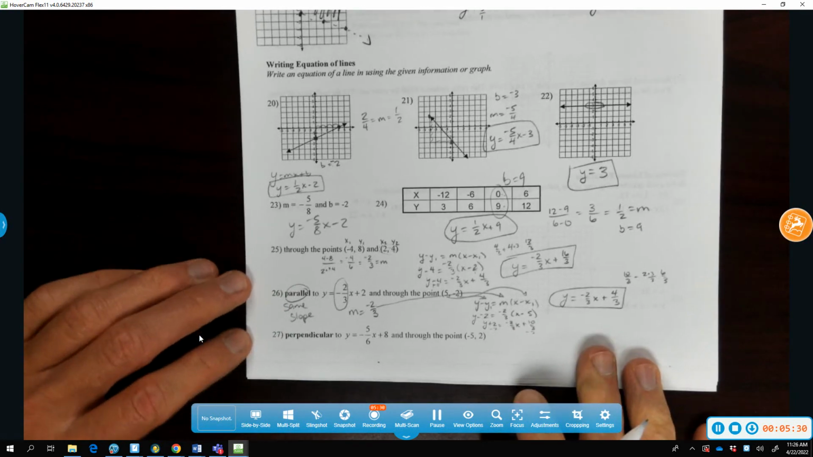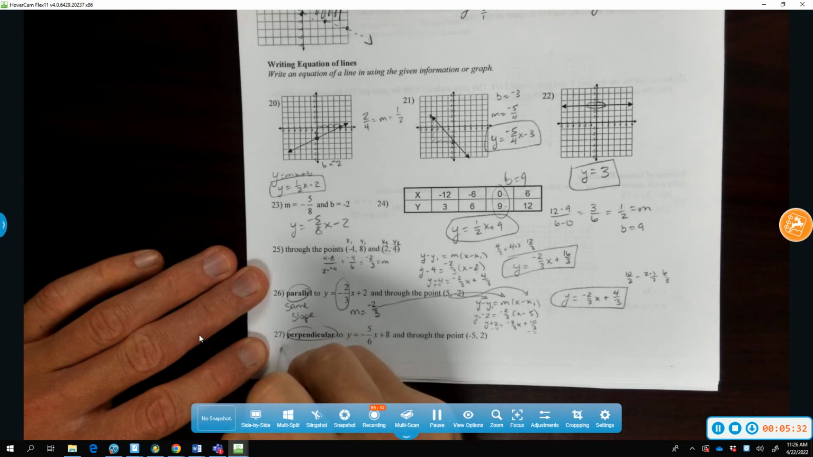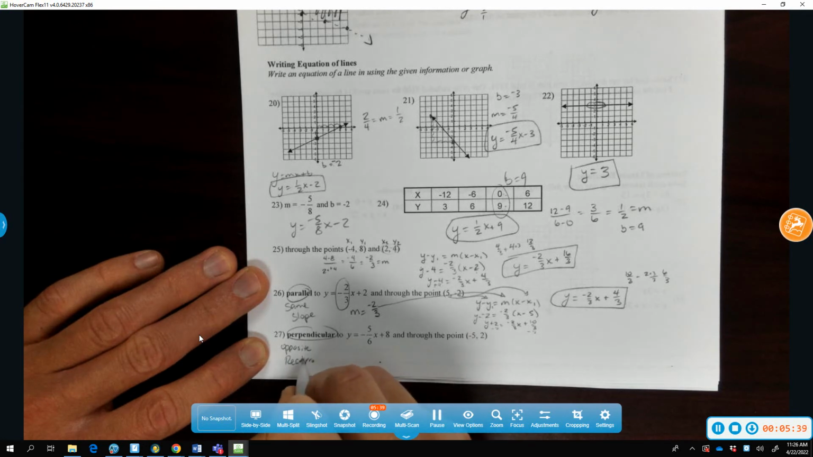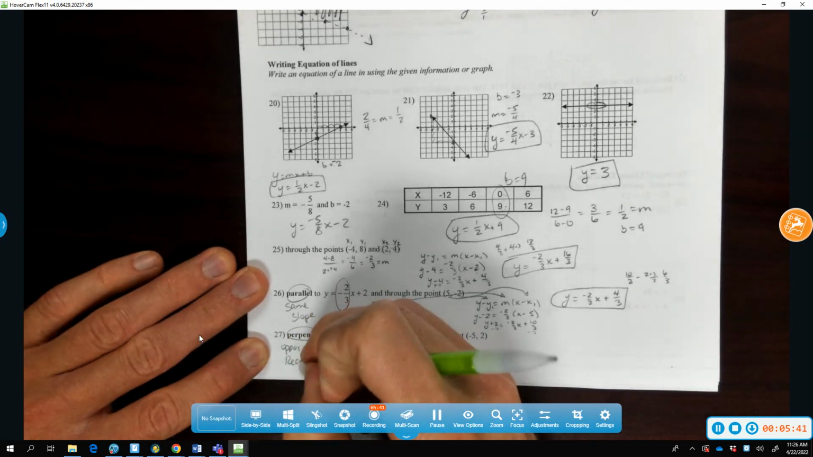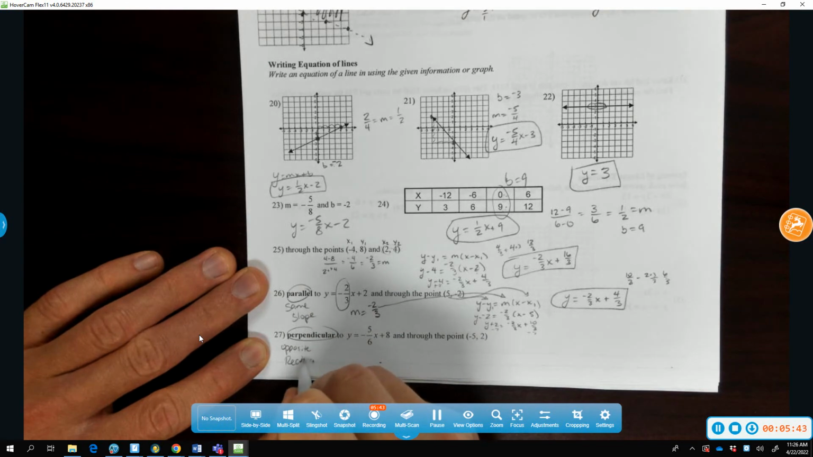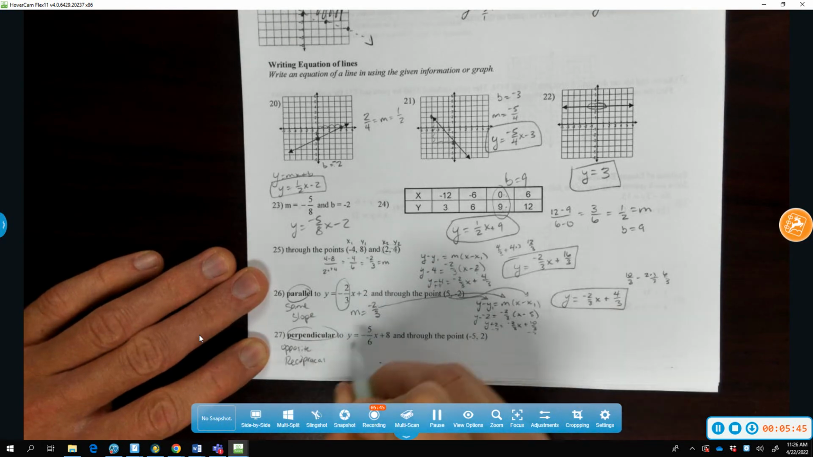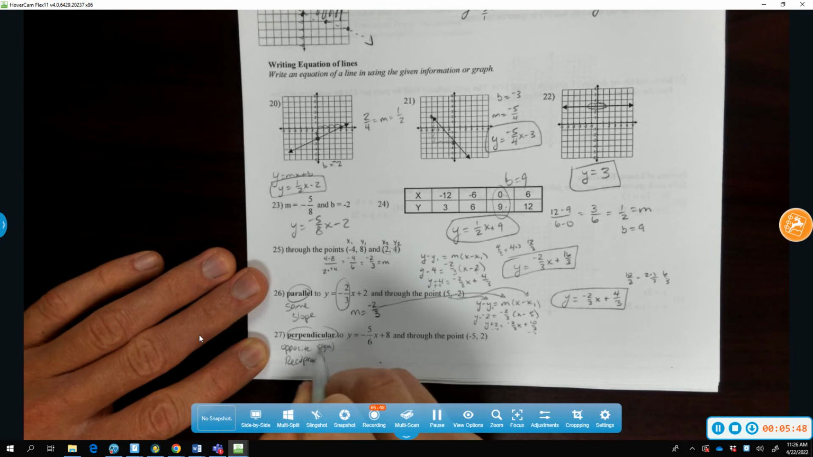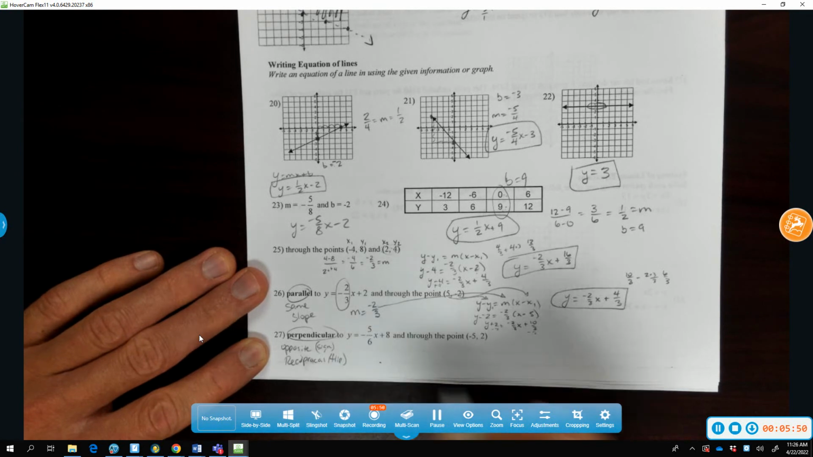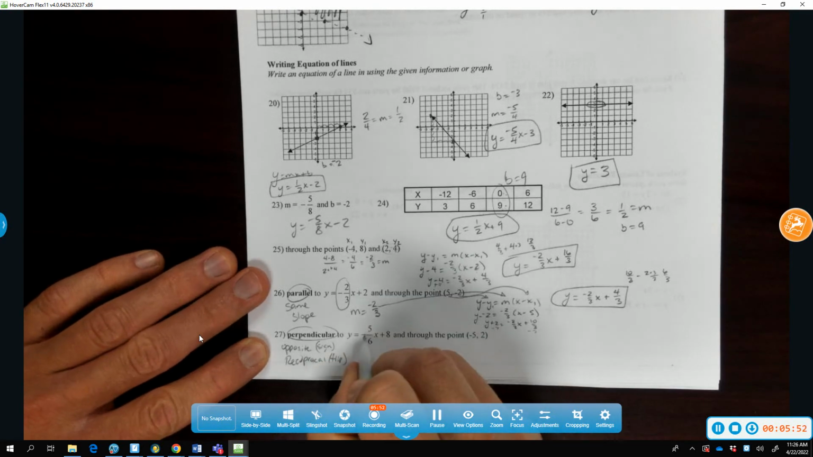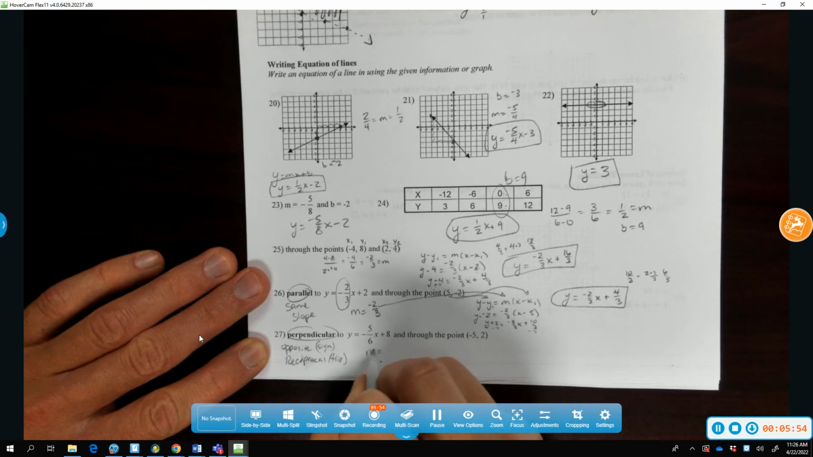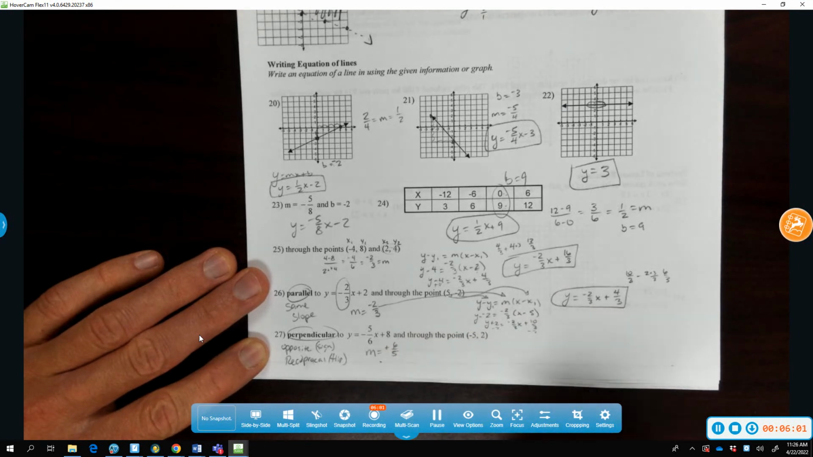Look at number 27. Number 27, I want perpendicular. Perpendicular means the opposite reciprocal. So what we're going to do is change the sign and flip the fraction. So two changes to this slope. My slope was negative 5 over 6. We're going to change the sign and make it positive, and flip the fraction. It's going to make it 6 over 5. So positive 6/5 is my new slope.